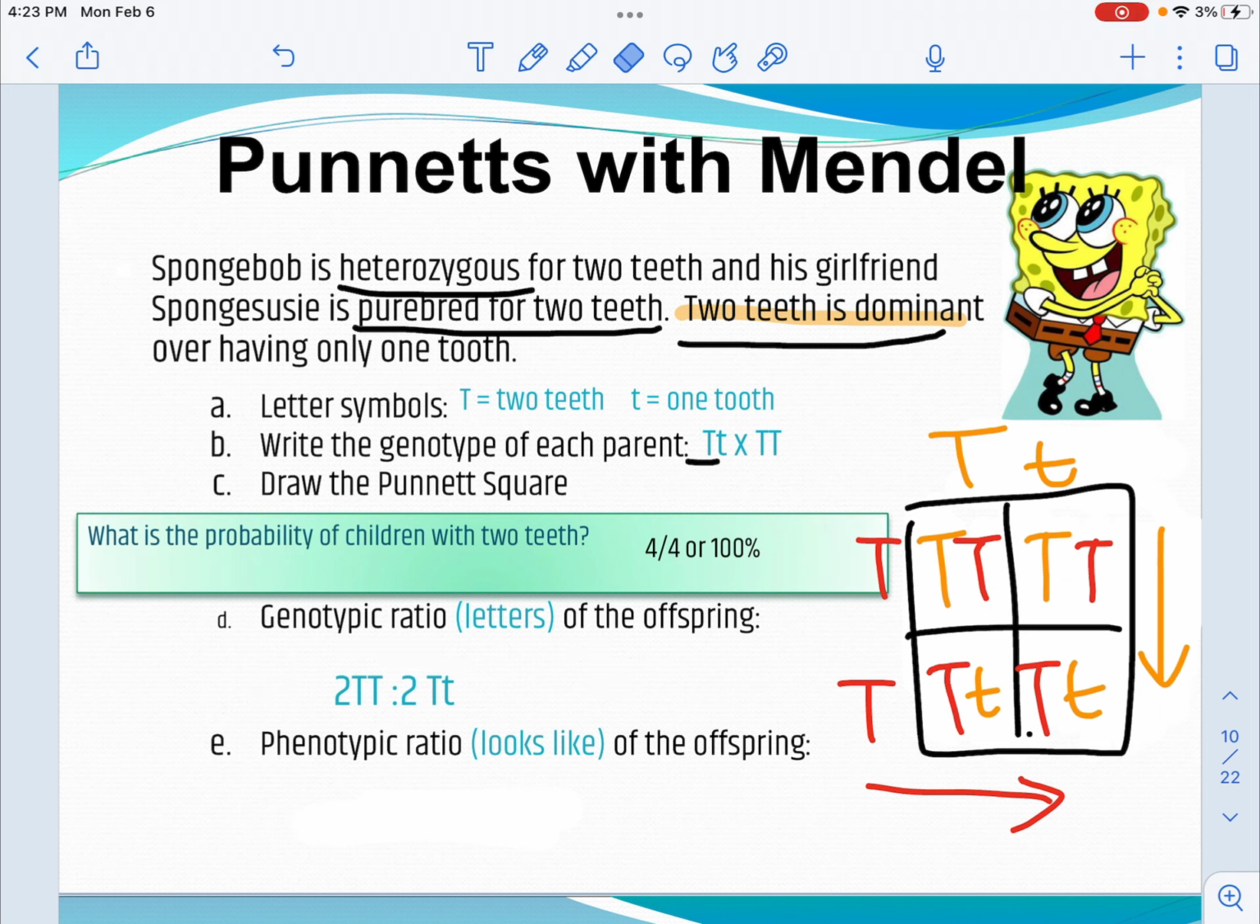that. And finally, our phenotype ratio, we have to look and see what trait will an organism with big T have. They will have 2 teeth. What about big T, little t? 2 teeth as well. So our phenotype ratio is 4 offspring possibility, all with having 2 teeth.